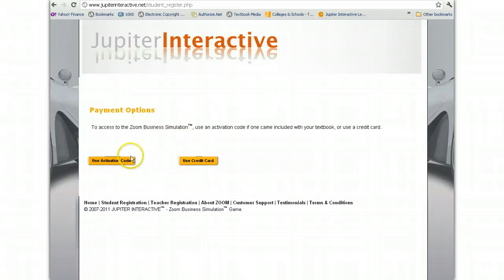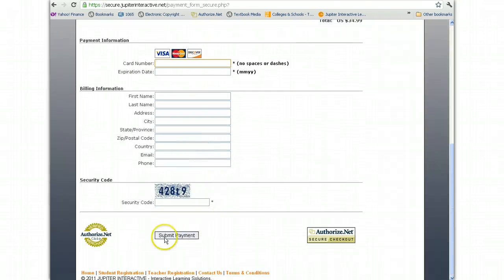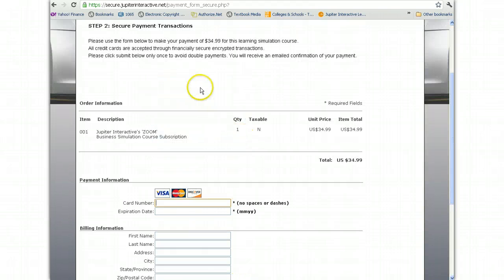And then here, we are not using activation codes, which is something that if you bought a textbook that came with a simulation, you'd use an activation code. But here we don't have a textbook since our textbooks are sort of no frills. You have to use a credit card to set up the payment. I'm not going to do this because I don't want to get charged. And once you click submit payment, then I think you'll be able to log back in.